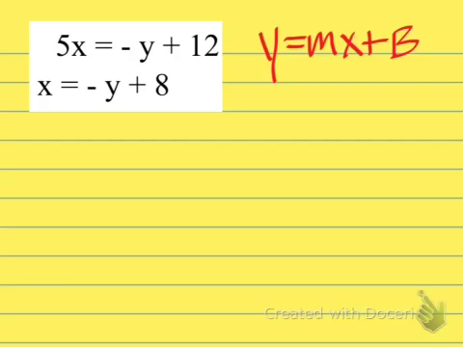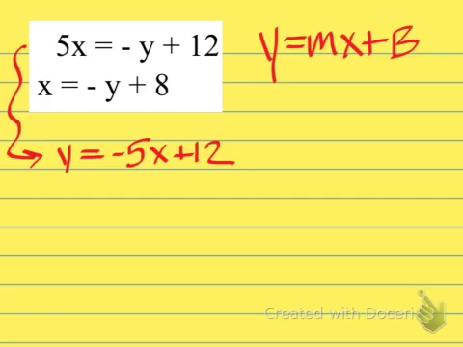Your first equation, 5x equals a negative y plus 12. You want y by itself. The easiest way to do that in this equation is to just move it to the left. It becomes positive. And move the 5x to the right, it becomes negative. So you have changed that equation to y equals negative 5x plus 12. You want y by itself.